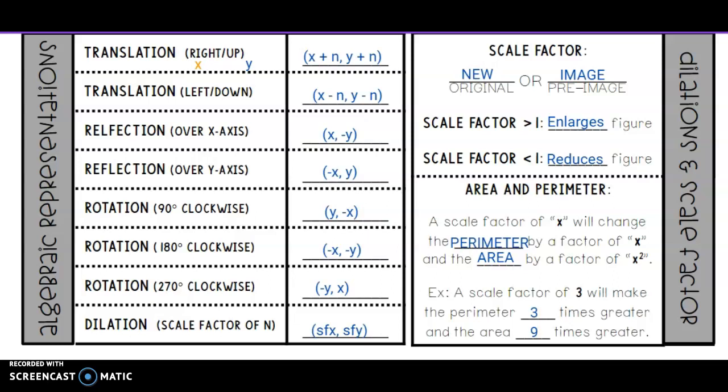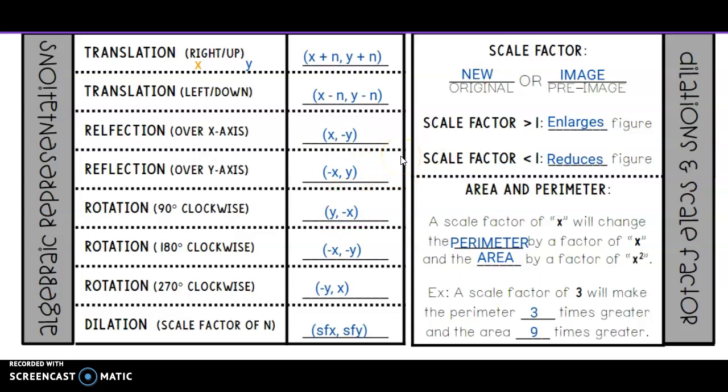Now, when you have reflections, if you reflect over the x-axis, the x value stays the same and y becomes its opposite. When you are reflecting over the y-axis, it's the opposite. Your y stays the same and your x becomes its opposite. This is your algebraic rule.